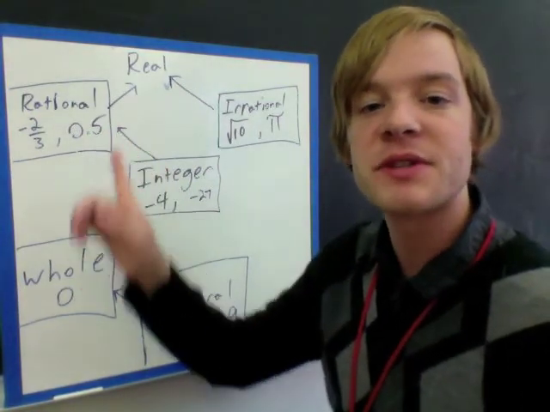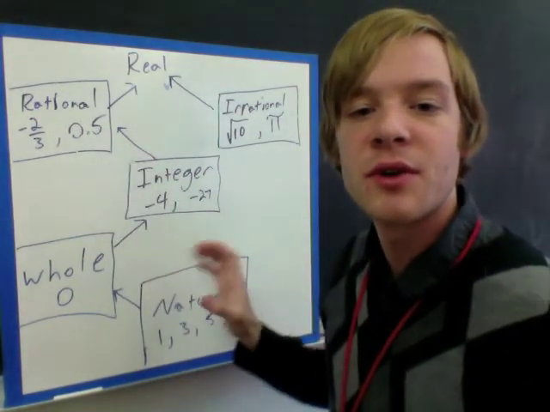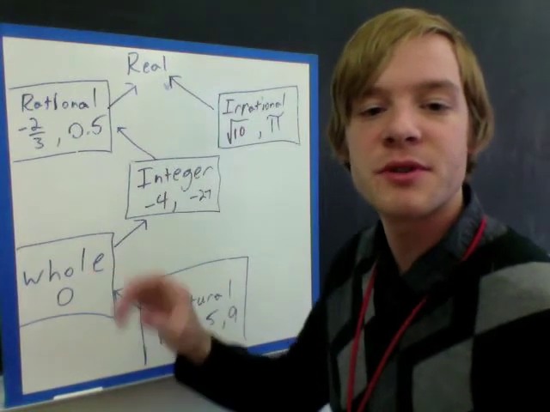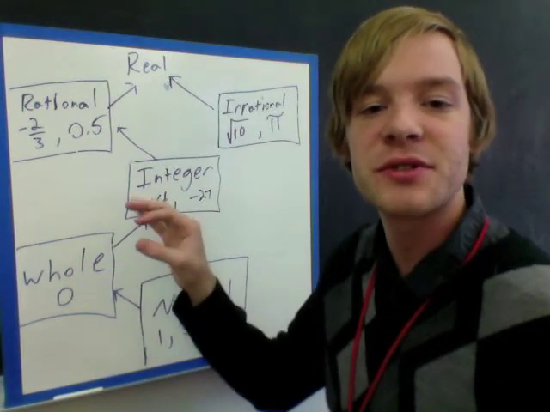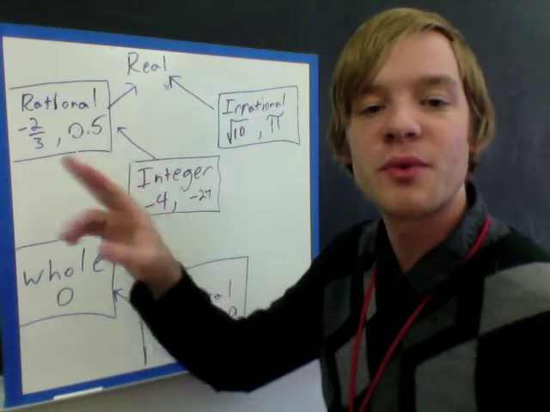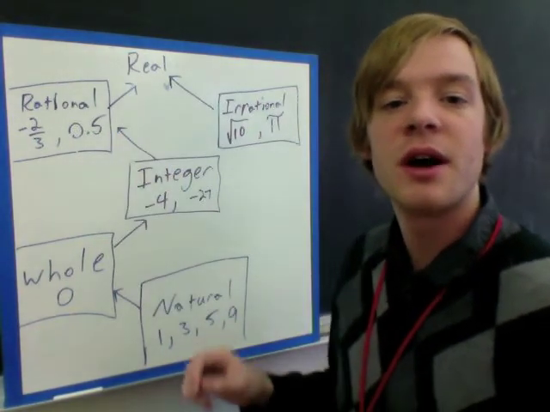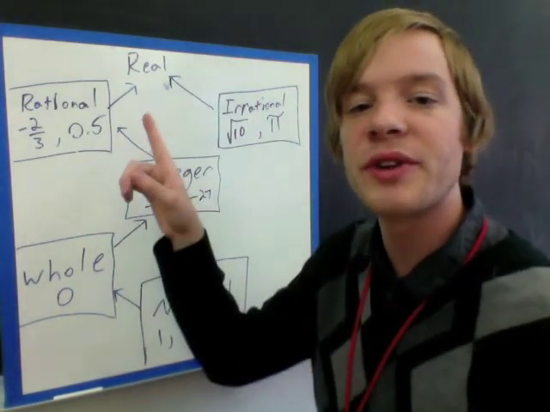And then this brings us up to real numbers. So all natural numbers are whole numbers. All whole numbers are integers. All integers are rational numbers. And all of these are also real numbers.